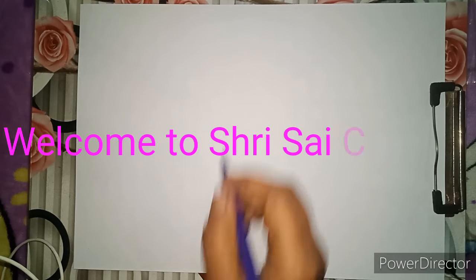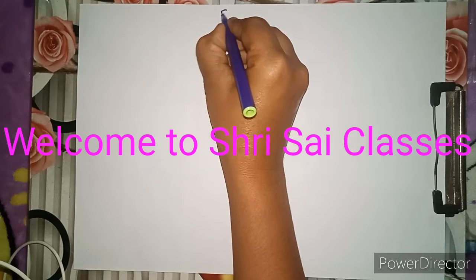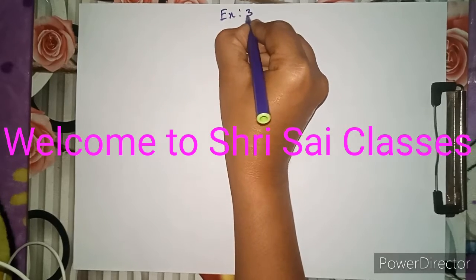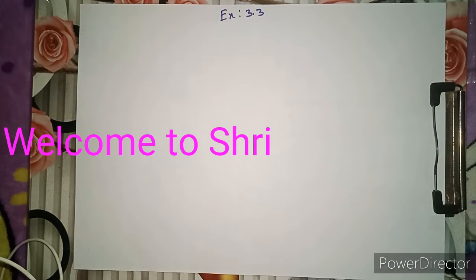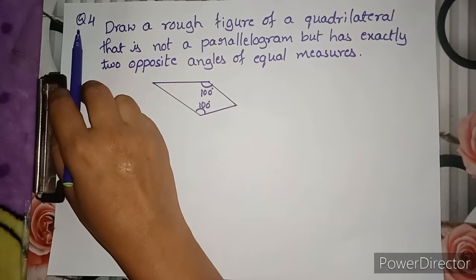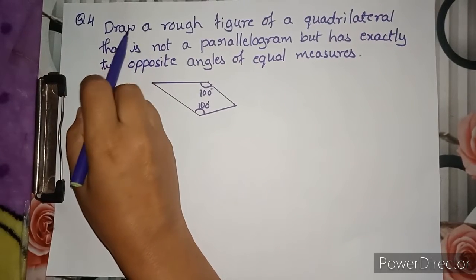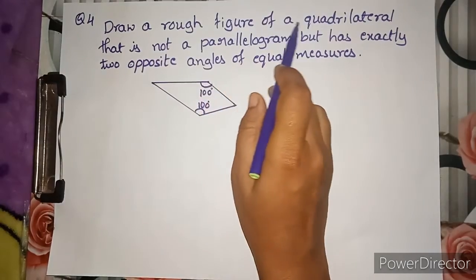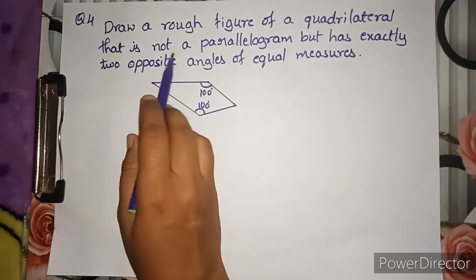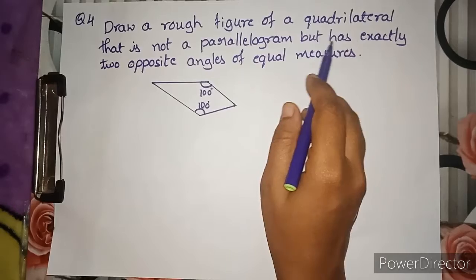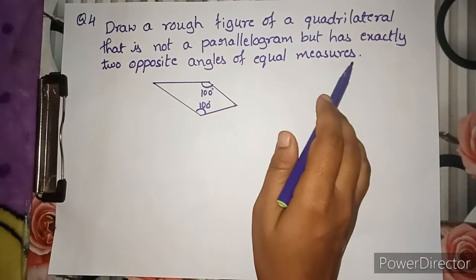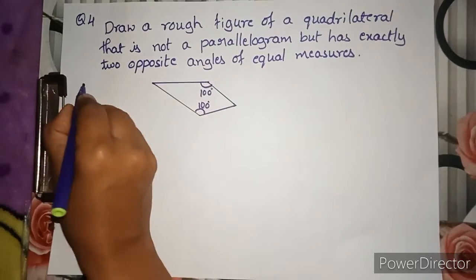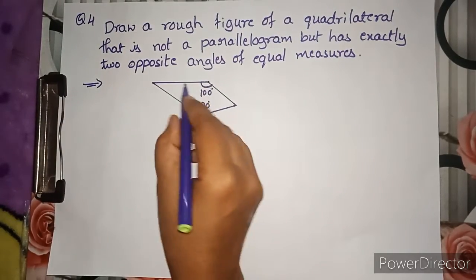In today's class, we'll solve the examples of exercise 3.3, Understanding Quadrilaterals. Okay, let's start. We'll continue with question number 4. Draw a rough figure of a quadrilateral that is not a parallelogram but has exactly two opposite angles of equal measures. Okay, this is the answer.